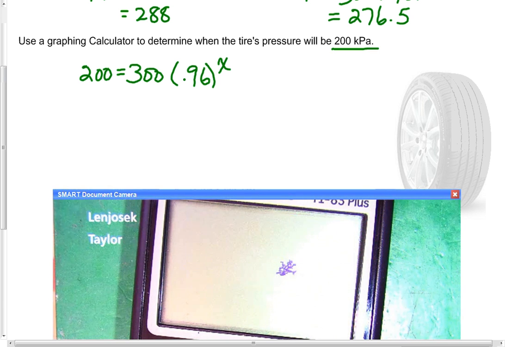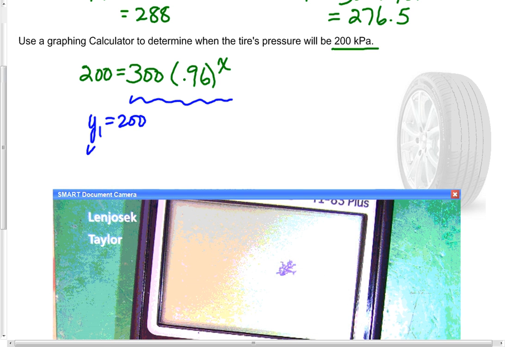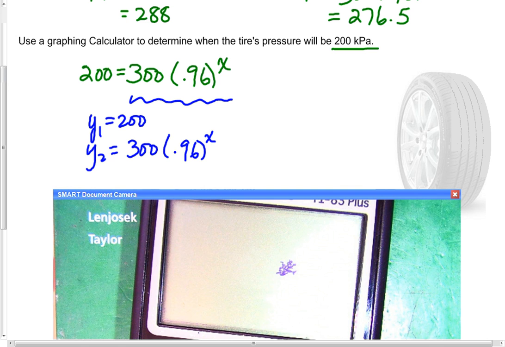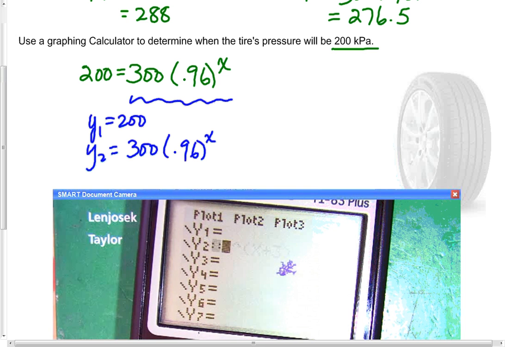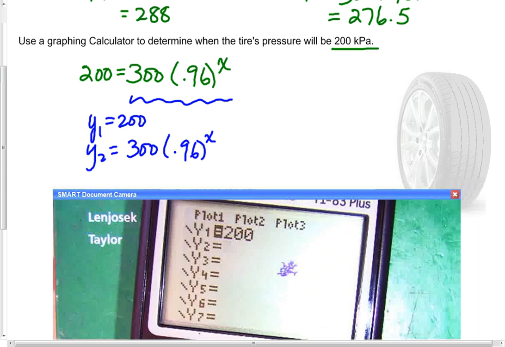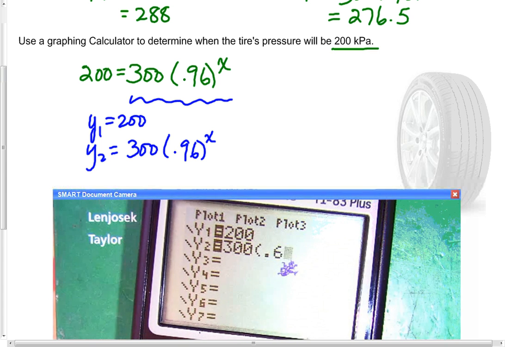I can type in my equation 300 times 0.96 to the x and just trace along that equation to see when it becomes equal to 200. Or I can have one equation equal to 200 and a second equation equal to 300 times 0.96 to the x and see their point of intersection. It's a little faster and maybe a little easier, so that's how I'm going to do it this time. I'm going to clear those two from last time. When is the line 200 equal to 300 times 0.96? Oops. To the x.